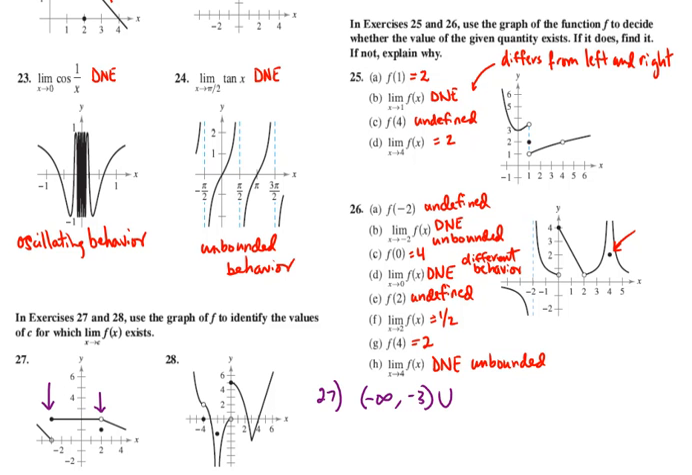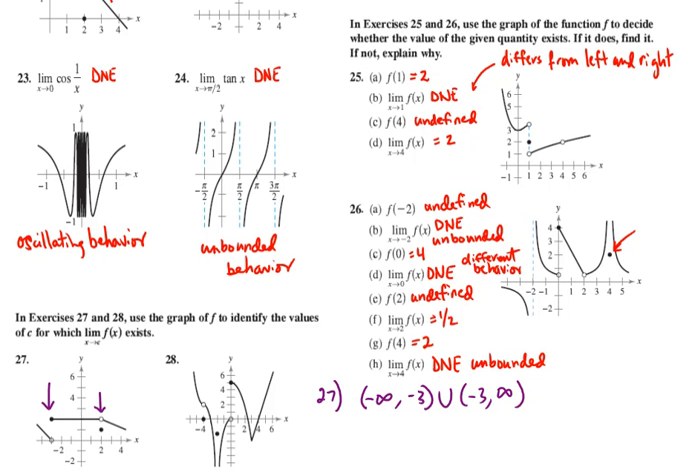And after that, add all the values from negative 3 to positive infinity. And that's really all we have to say. Any values that are in those intervals will have limits existing for them. The only place where the limit will not exist on that graph is at x equals negative 3.